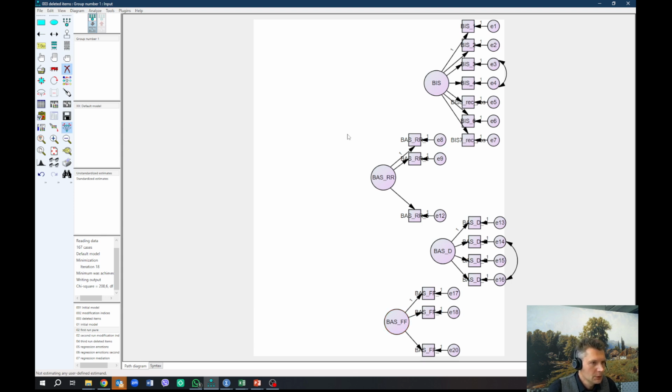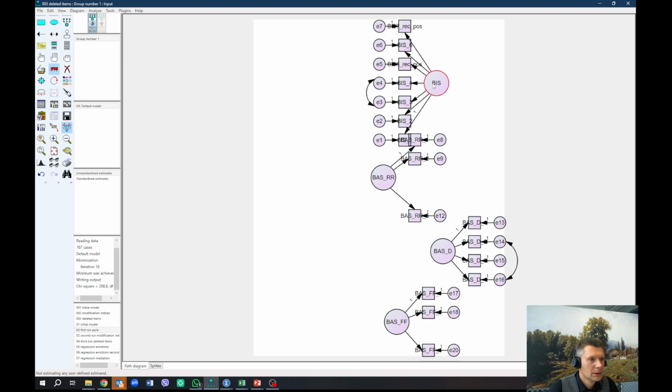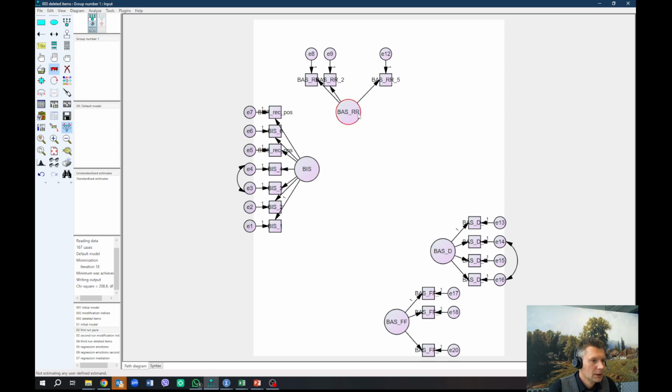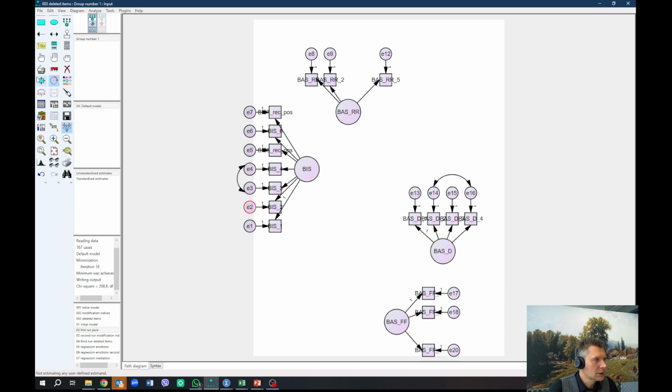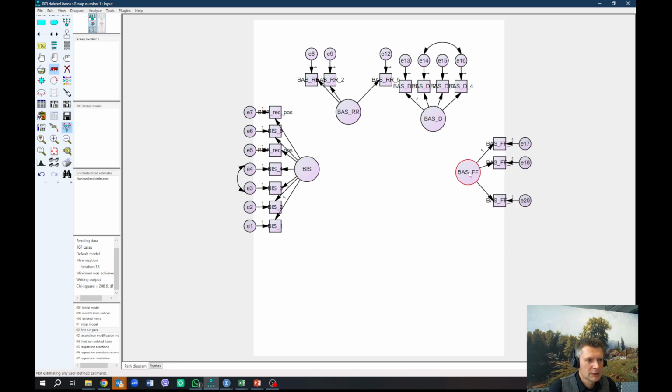So now we try to do the model that I just explained. We assume that behavioral inhibition is our main independent variable. It has impact on behavioral activation R. Let's make it like this. This variable in turn has impact on behavioral activation D. I know it makes not so much sense from the point of view of theory, but we just want to play with the model. And at the end, it has impact on behavioral activation FF scale. And this is the relationship that we are going to have.